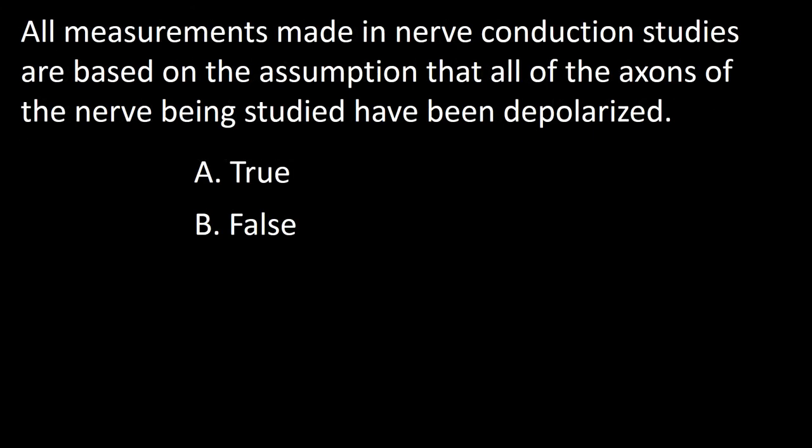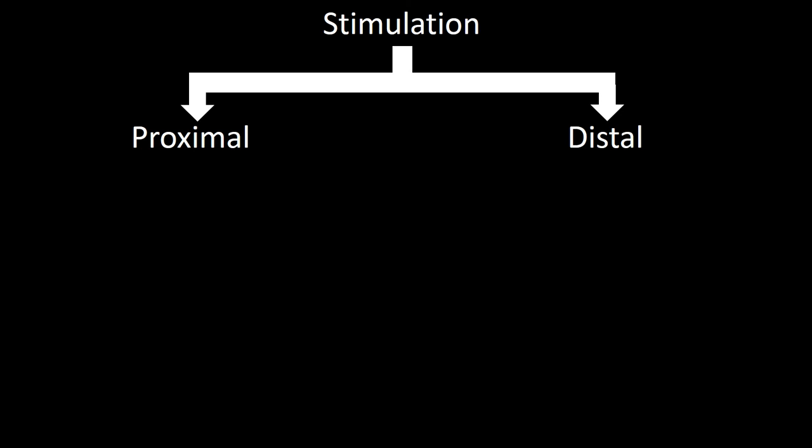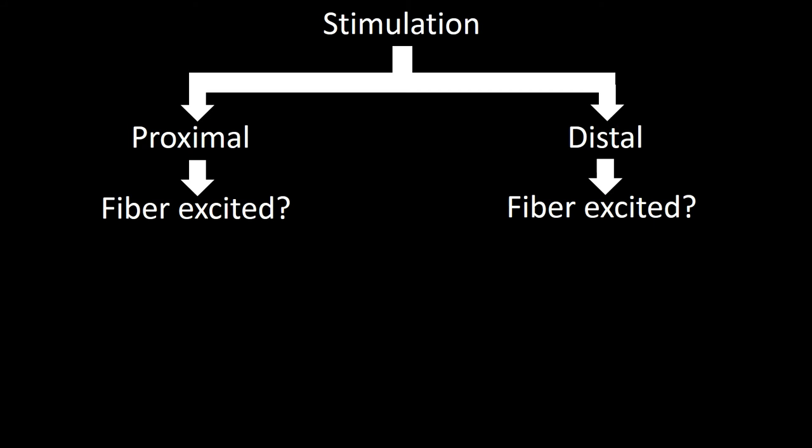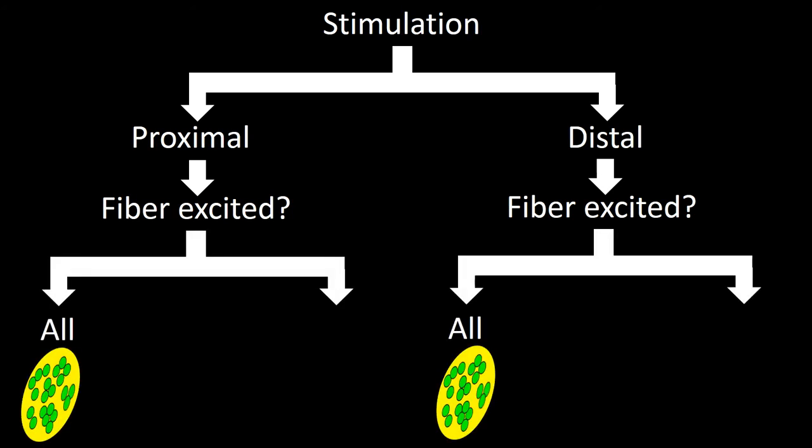Next question. All measurements made in nerve conduction studies are based on the assumption that all of the axons of the nerve being studied have been depolarized. A, true; B, false. Stimulation is usually done proximally and distally in the course of a nerve conduction study. The aim is to excite all fibers at both points. The stimulation of all fibers is assumed by the use of supramaximal stimulation. This is indicated in this frame by all the little circles inside the yellow structure being green.